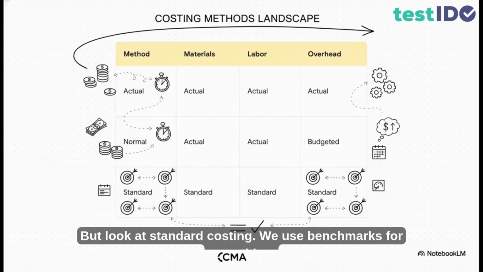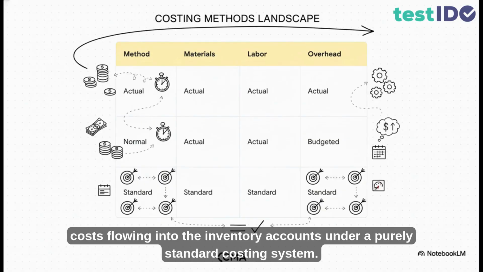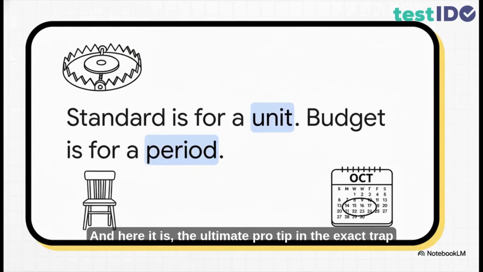But look at standard costing. We use standard benchmarks for everything: standard materials, standard labor, and standard overhead. There are literally zero actual costs flowing into the inventory accounts under a purely standard costing system. The whole shebang is recorded at the benchmark. And here it is, the ultimate pro tip and the exact trap that trips up so many students when they're under pressure. Do not confuse standard costing with budgeting.